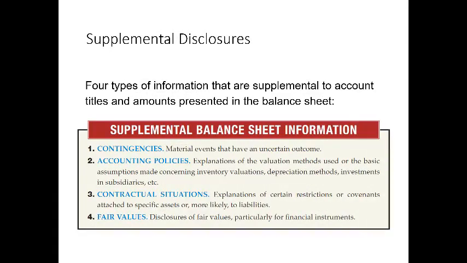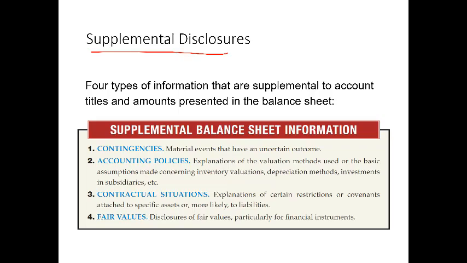The last part of this chapter is supplemental disclosures. There's sort of four types of information that also get disclosed associated with the balance sheet. We could have contingencies, which are, all these items we'll probably talk about in more detail as we get through this class this semester. But this is sort of a primer on them.